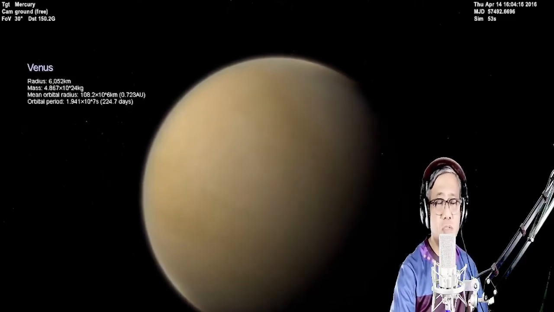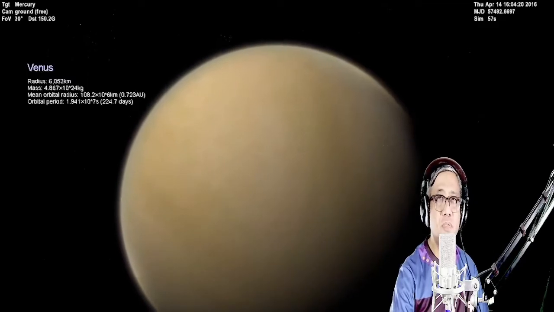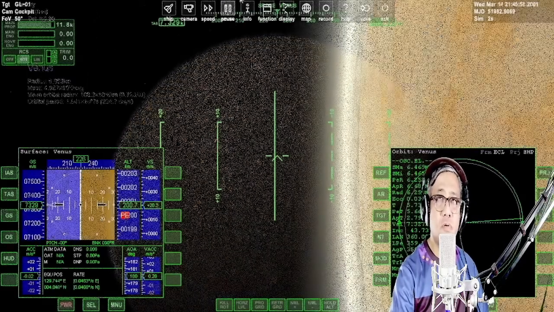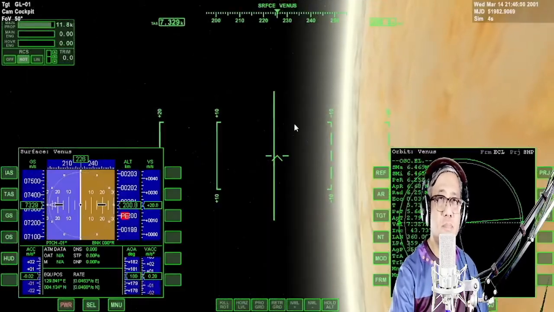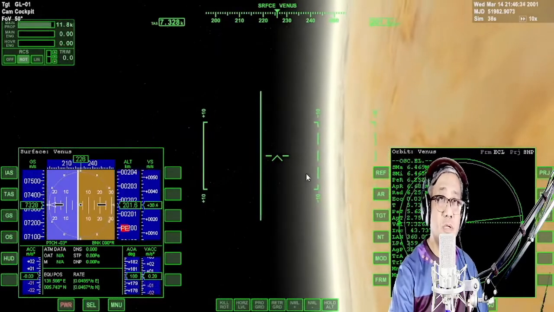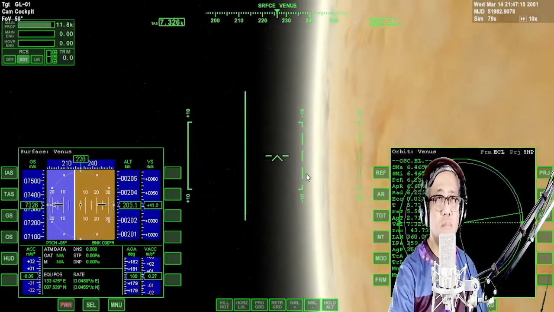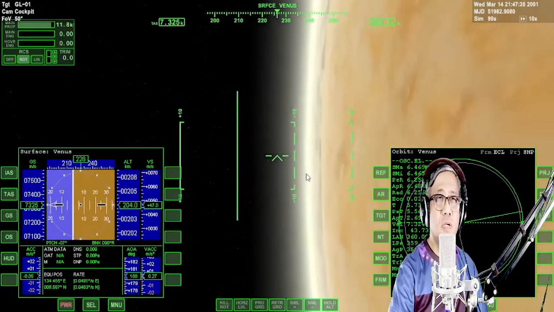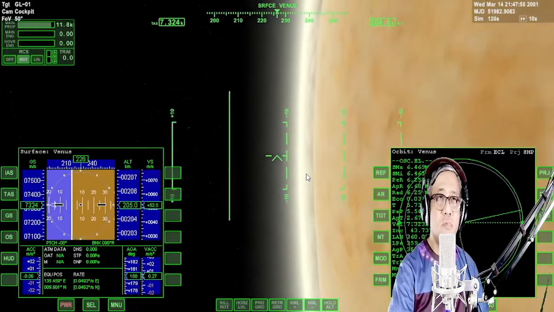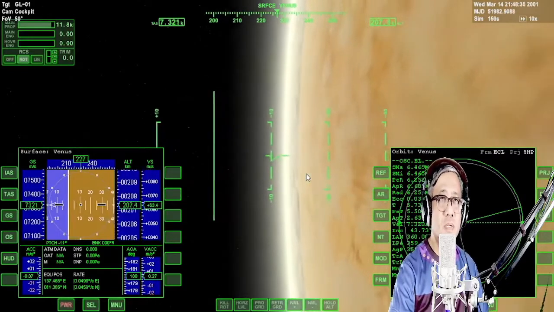Alright, so let's now proceed to the next planet in our solar system. So you are now viewing on screen the planet Venus. Alright, so the planet was named after the goddess of beauty and love, Roman goddess of beauty and love. Okay, so we are now in orbit around Venus.